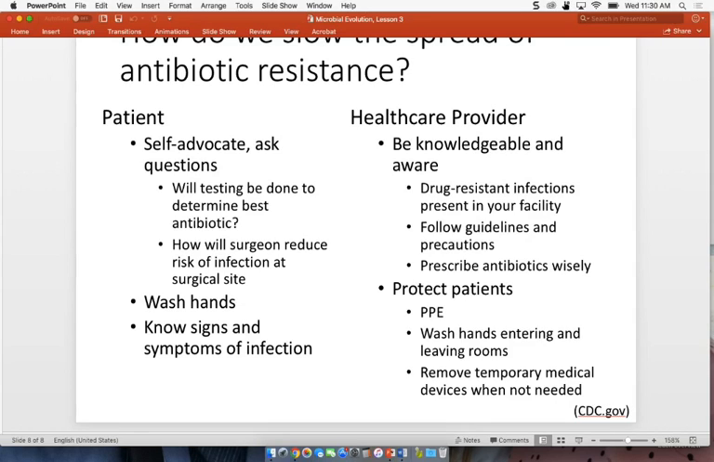And then removing temporary medical devices when not needed. For example, catheters. Catheters are very prone to bacterial infections, because bacteria can form biofilms on them and they become really challenging to treat at that time. So there's been more common use now, or what we're seeing more commonly is use of disposable catheters rather than washing and reusing them. Emma.